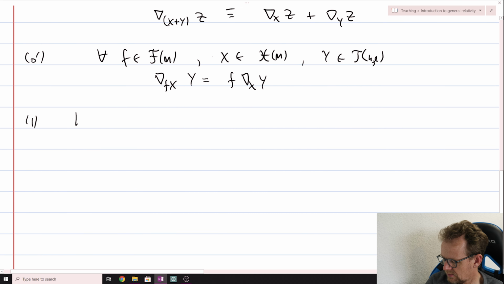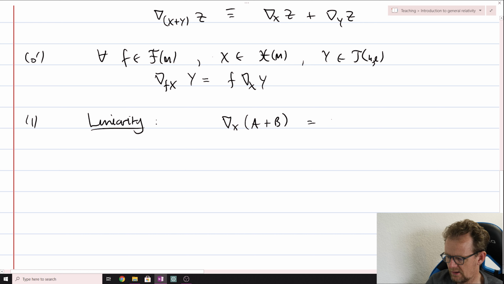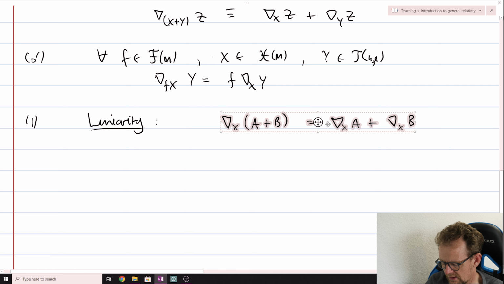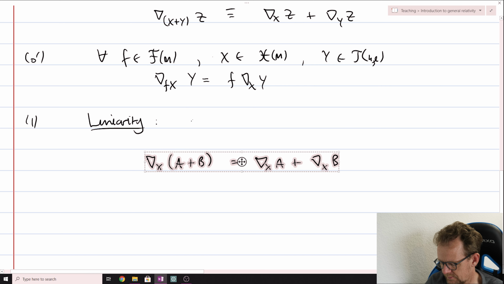So let's now come to the first major requirement, namely linearity. So nabla X of A plus B had better be the same as nabla X of A plus nabla X of B. Any decent derivative operator is linear in this sense, and in this case A and B are tensors and X is a vector. Let's move that down and write that clearly here.